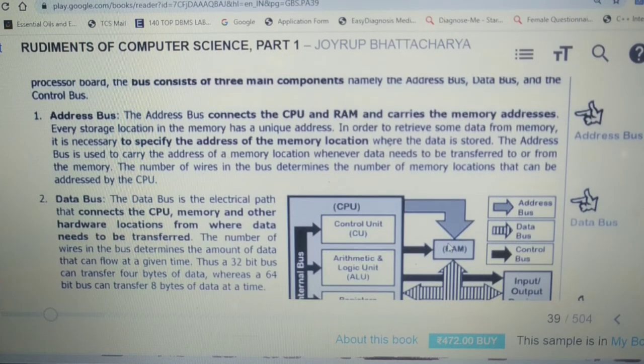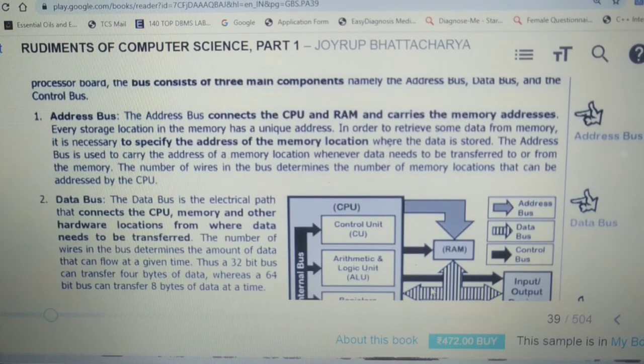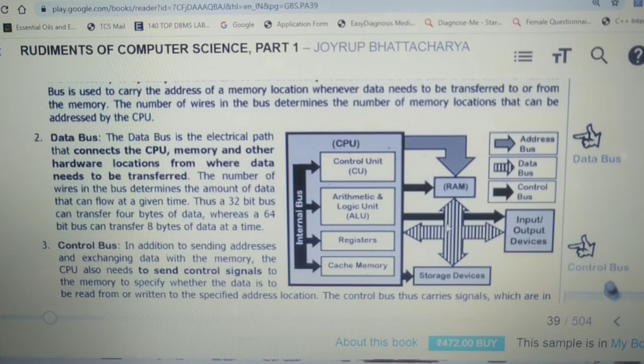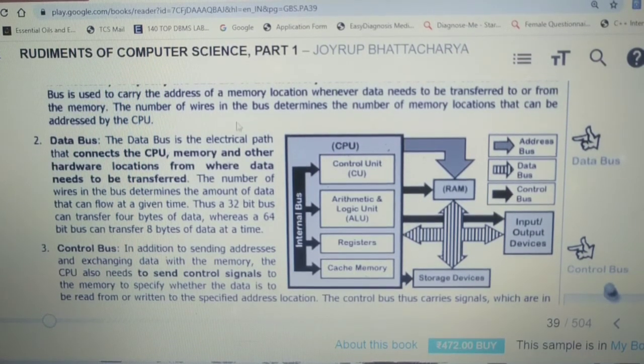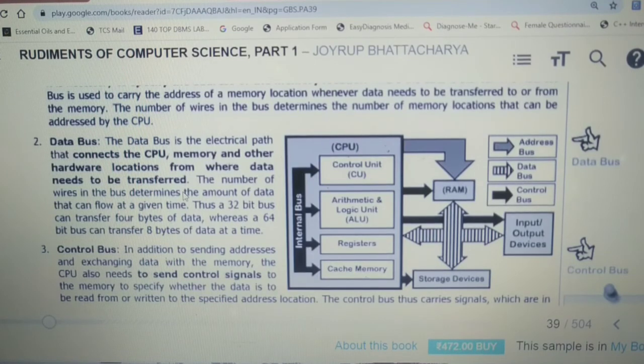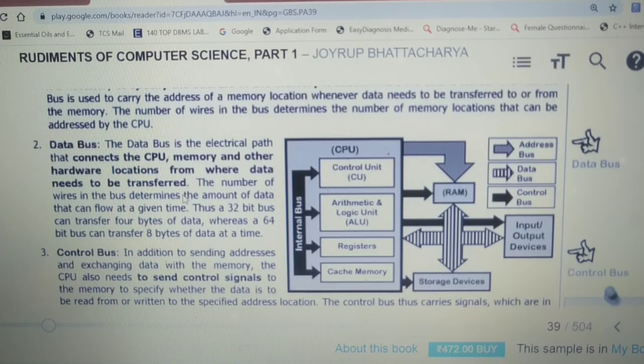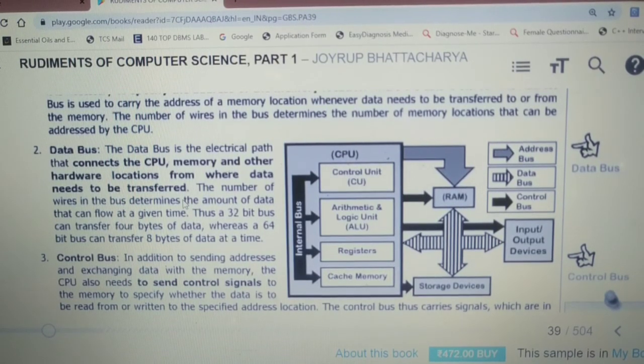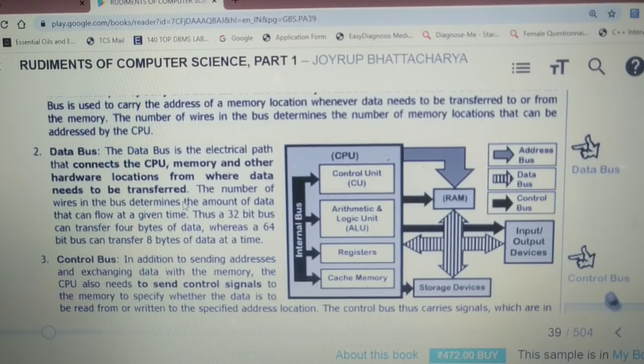Now coming to the data bus. The data bus is an electrical path that connects the CPU, the memory and the other hardware locations from where data needs to be transferred. You are able to see this one is the data bus. It sets up the connection between the storage and output devices along with the CPU and the RAM. While processing, if we require data from hardware locations or from memory locations, it will connect as a whole. Now coming to the control bus.